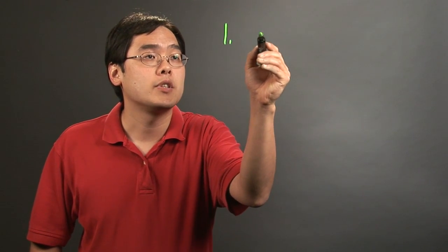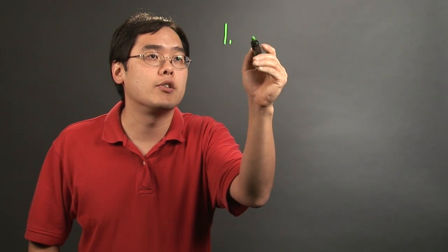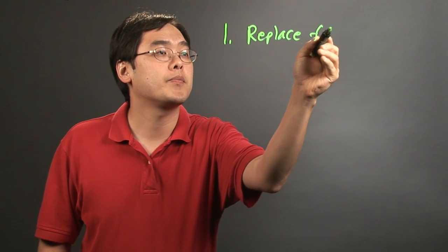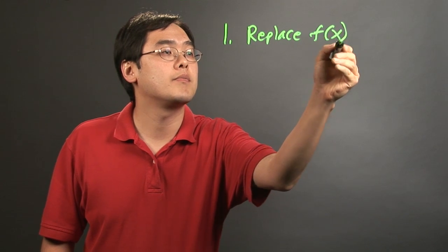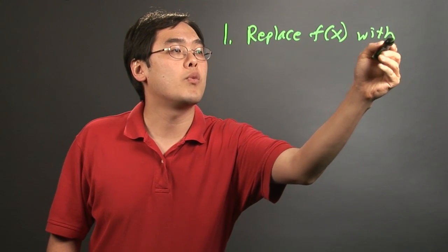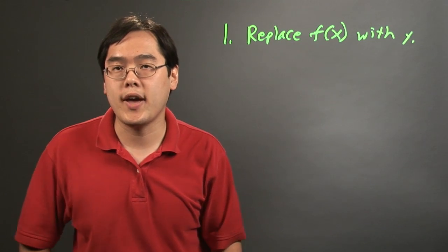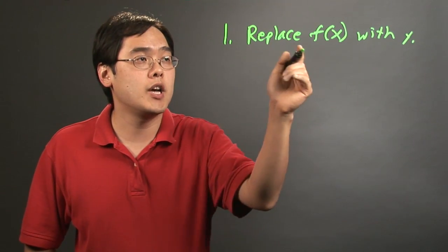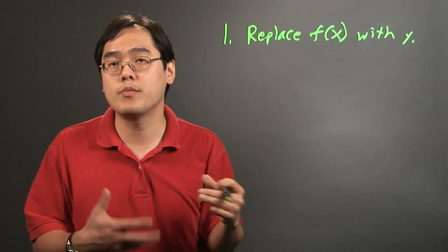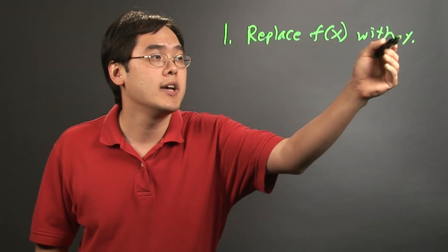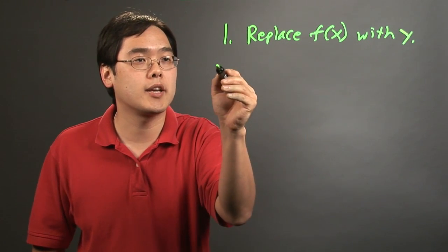So first of all, to find the inverse of any function, polynomial or not, you want to replace f of x with y. Oftentimes, a function is labeled f of x, and sometimes they're labeled with y. So just to be on the safe side, if you see a function that's labeled f of x, replace it with y. This first step is primarily cosmetic.